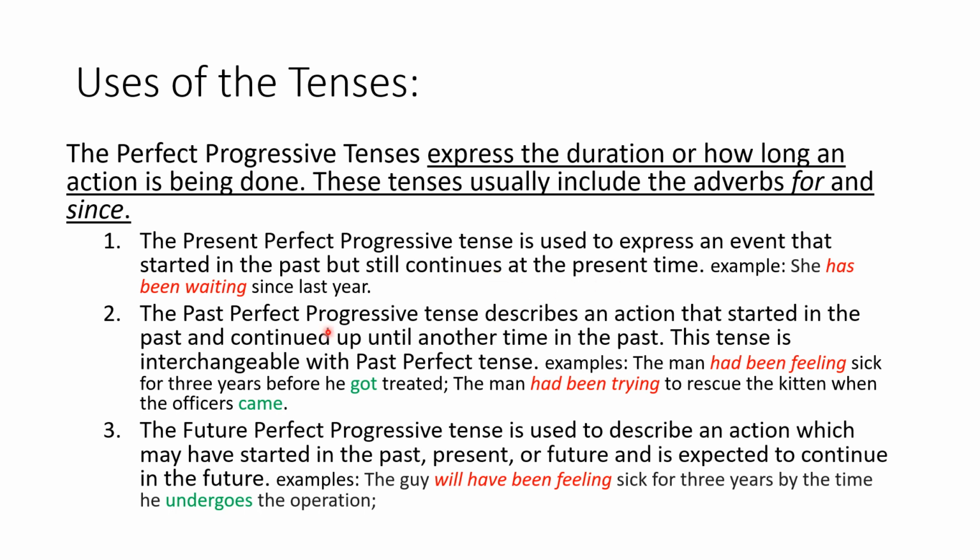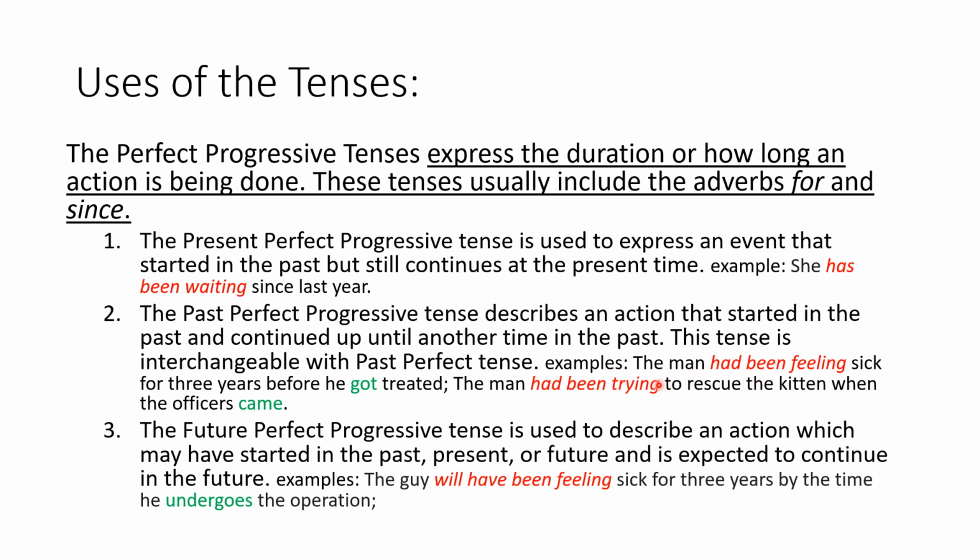Number two, the past perfect progressive tense describes an action that also started in the past and continued up until another time in the past. This tense is actually interchangeable with the past perfect tense, but you use this tense to simply express the duration. You just want to emphasize the duration, or you want to describe how long an action was done in the past.